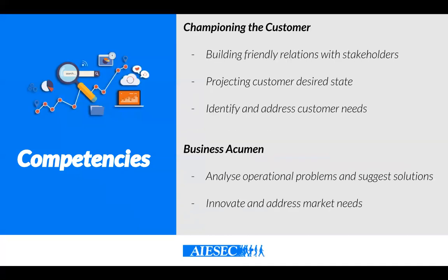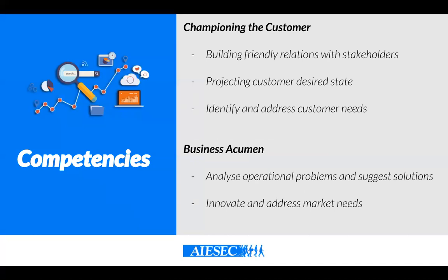Other things are that we're very customer focused, so we involve championing the customer, building friendly relations with stakeholders. This is similar to that relationship building where we're working with the customers, the hosting entity, even within our own teams. We're building all these relationships so that we can deliver the best product that we can.